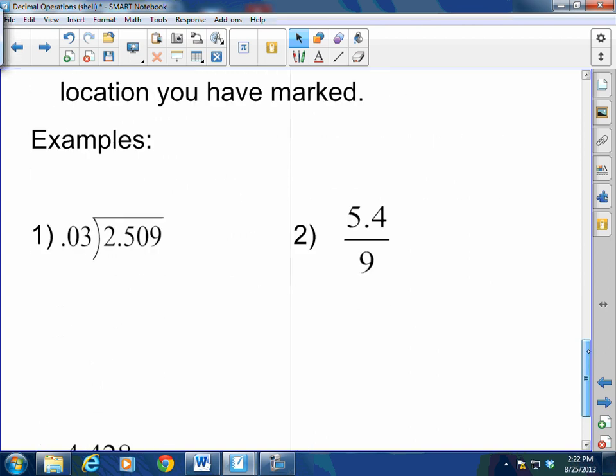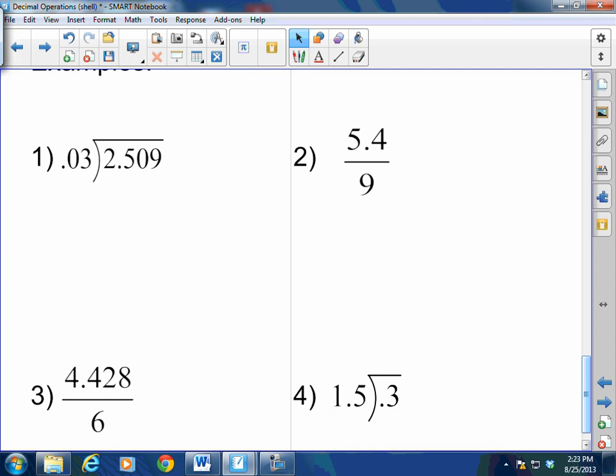Let's go ahead and see what I'm talking about here. For example, okay, this is 2.509 divided by 0.03. How do I know that? Because remember, this is the denominator. So if I had that in fraction form, it would be 2.509 divided by 0.03. So that's the denominator, okay? And that's how you read that. It's the dividend divided by the divisor. So this is 2.509 divided by 0.03.